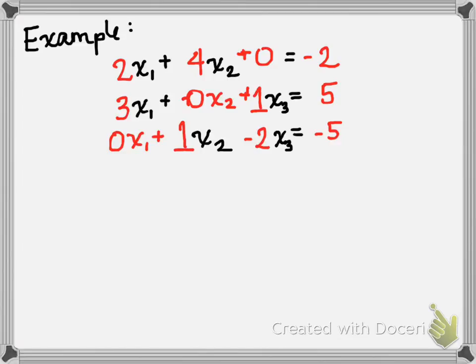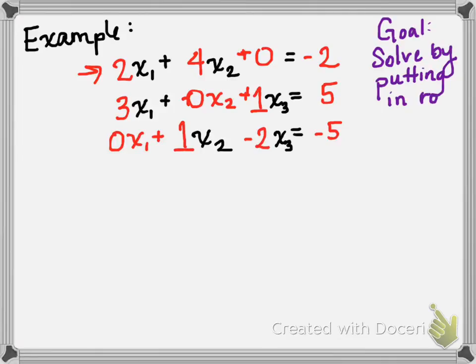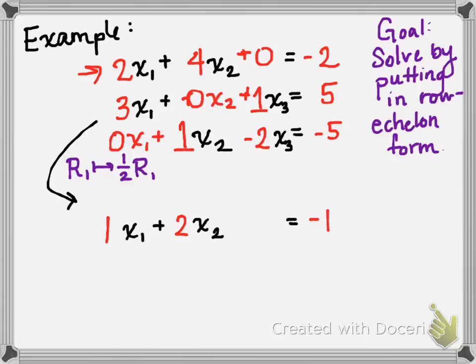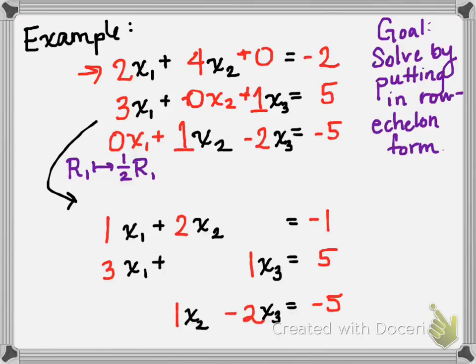So the first thing I'm going to do is just look at this first row and multiply everything by 1/2 so that I can go ahead and make a leading 1 in that first row. Okay, so if I do that, my first row becomes 1x1 plus 2x2 equals negative 1, while the other two rows stay the same.